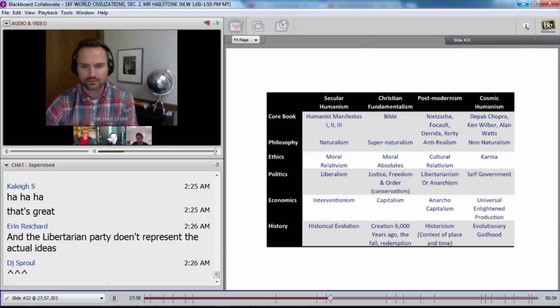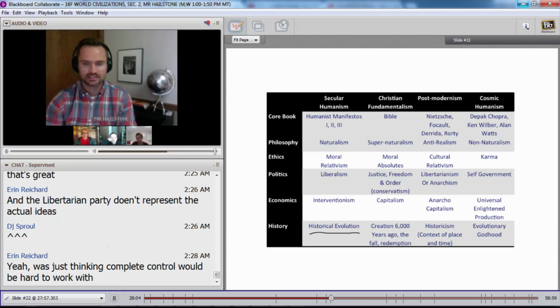Okay, let's go to our last one real quick. How do these worldviews look at history? So we've talked a decent amount in this class about historical evolution, right? We spent a class on that and went through kind of the ideas behind evolution and so forth. So you're pretty familiar with what that looks like. That kind of falls more into the secular humanist camp, okay?